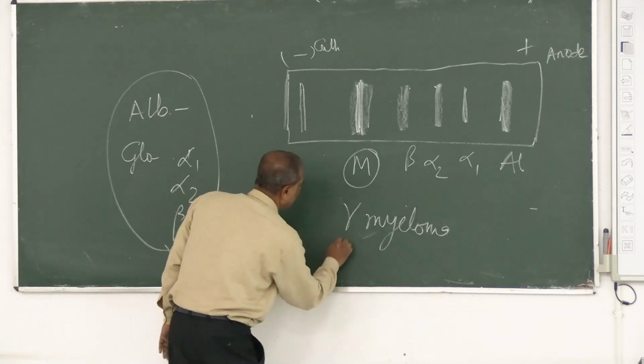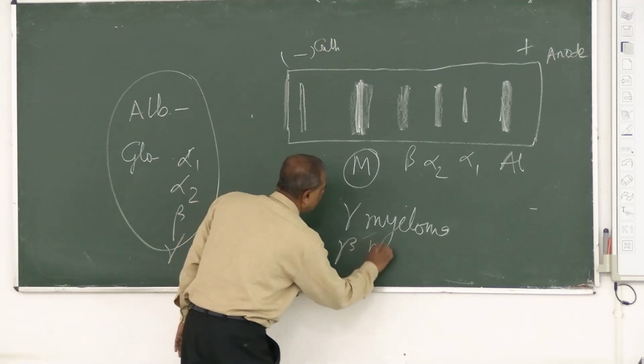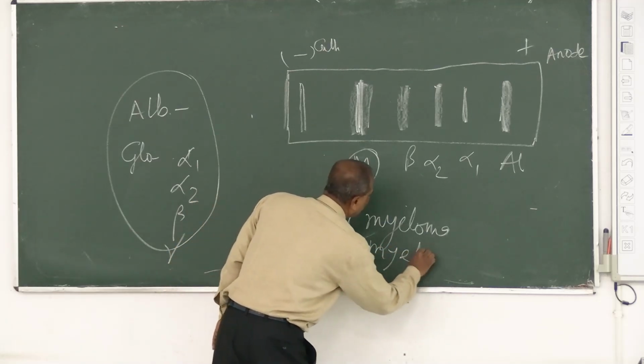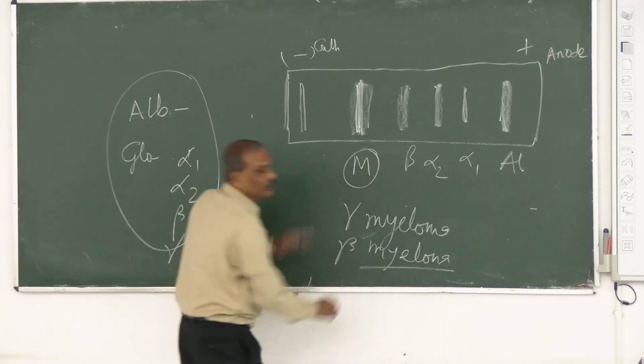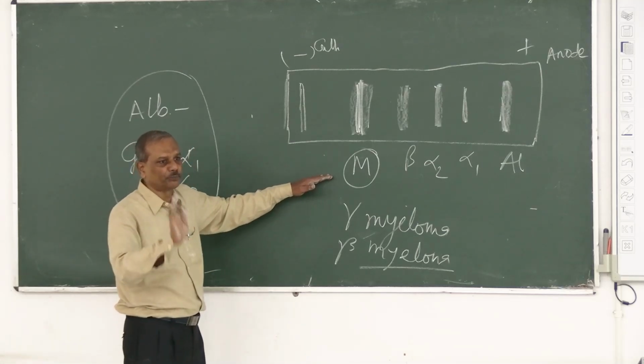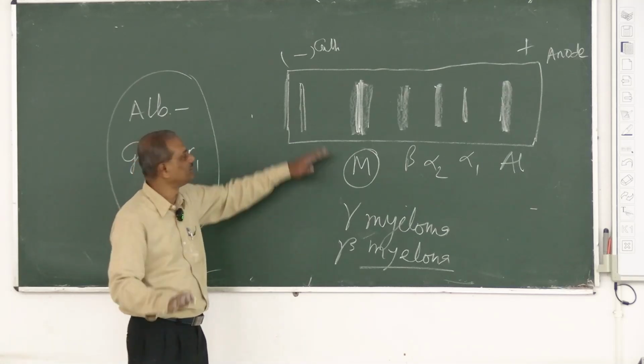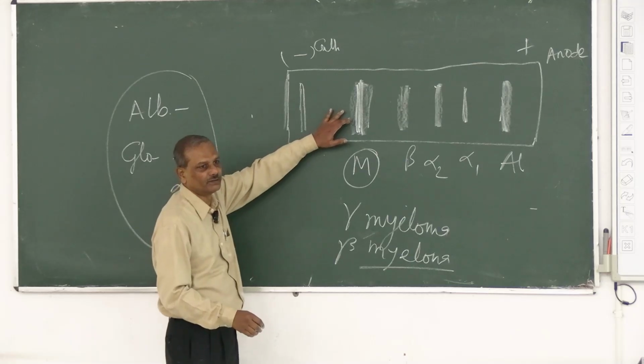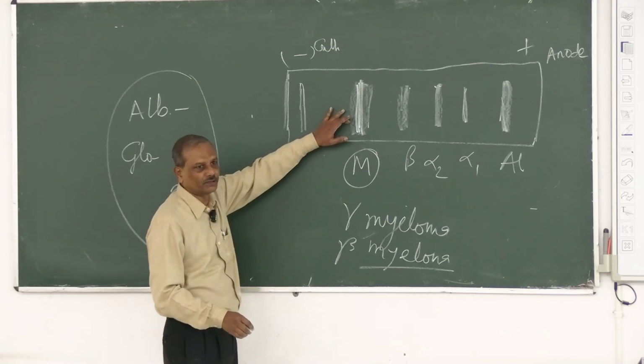When it is present in the beta position, that is called beta myeloma. And this abnormal protein of multiple myeloma is called M protein or M band. This is called an M band. Do you get my point?